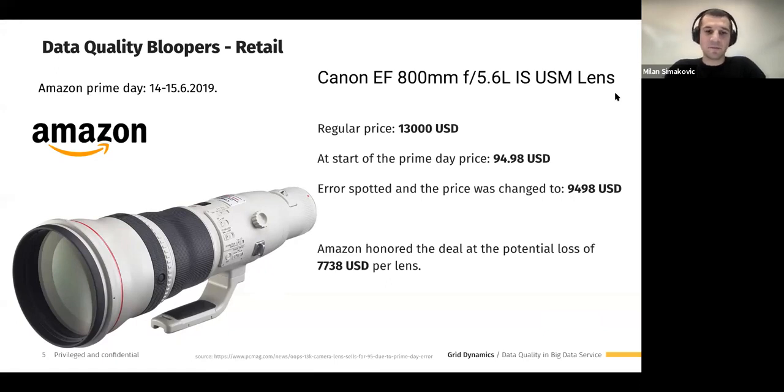And this particular issue is related to data quality. They needed one whole day to notice this error, and during this day they lost a lot of money. So the problem was, as you can see, that someone reduced the price 100 times.